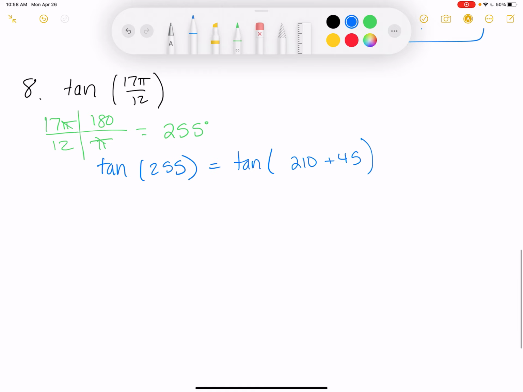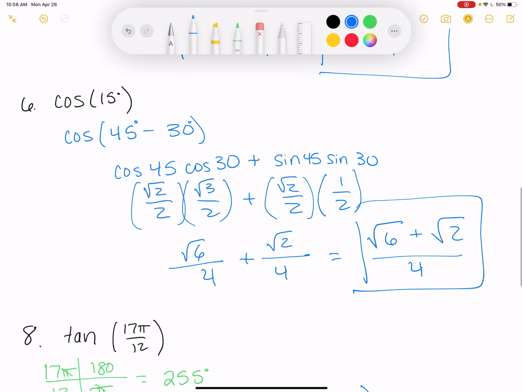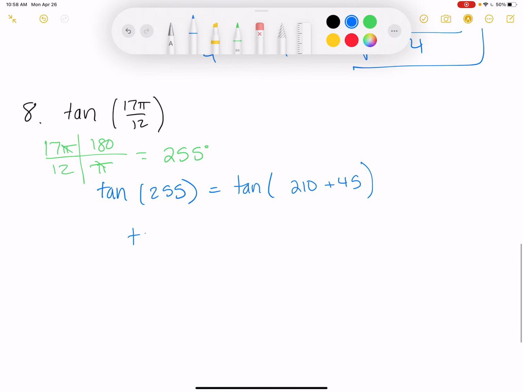Alright, so for this one, I'm back up here for my tangent formula. Top sign is the same, bottom sign is opposite. So I've got the tangent of 210 plus the tangent of 45, over 1 minus the tangent of 210 times the tangent of 45.